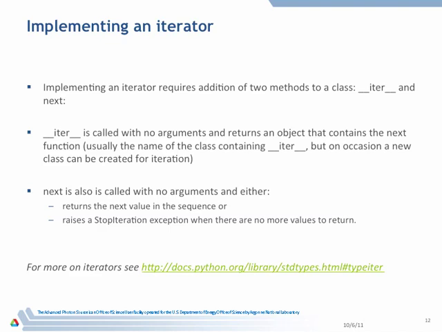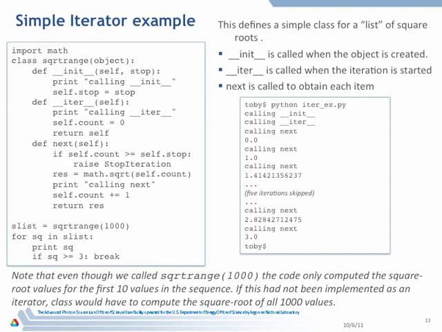Next is then called with no arguments, and it does one of two things. It gives us either the next value we're going to need in the sequence, or it says I'm out of things to return, and it raises an exception with StopIteration. So we'll see how this is done, but here's a reference to where to look for more information on iterators.